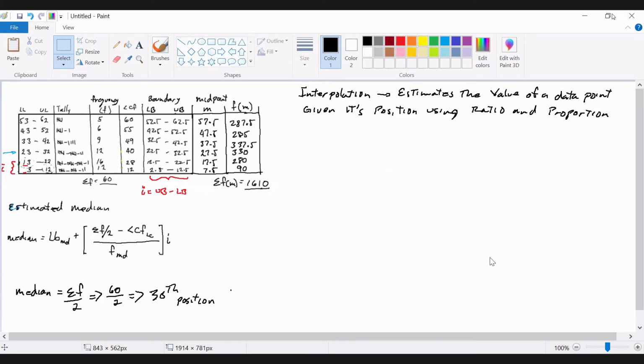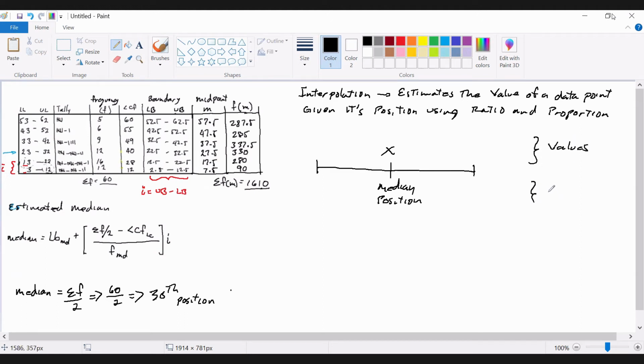Okay, so how is it related to our topic? It's the same thing. We are now going to compare the number line, but then we are looking now for the median. So x is the median. And obviously we need to know your median position. The upper part over here will be the value and the lower part will be the position.